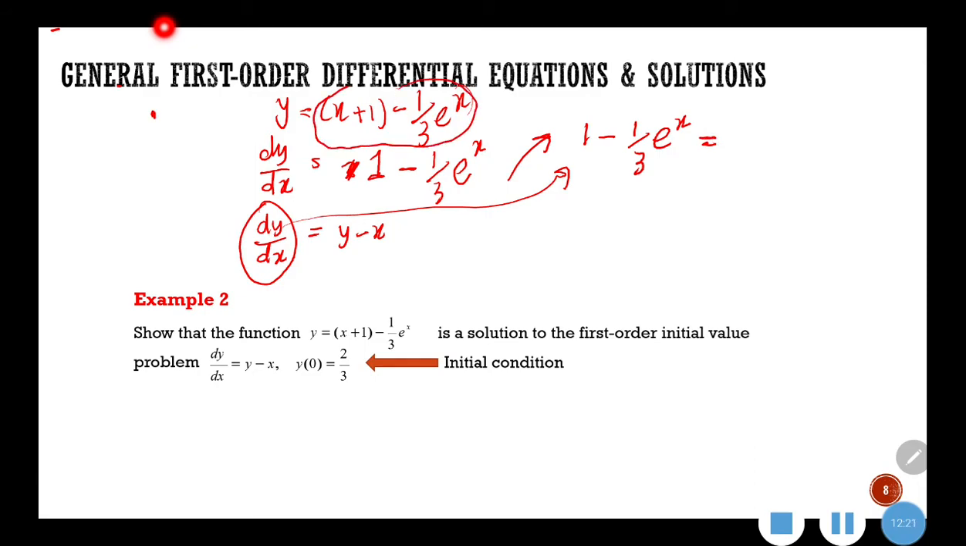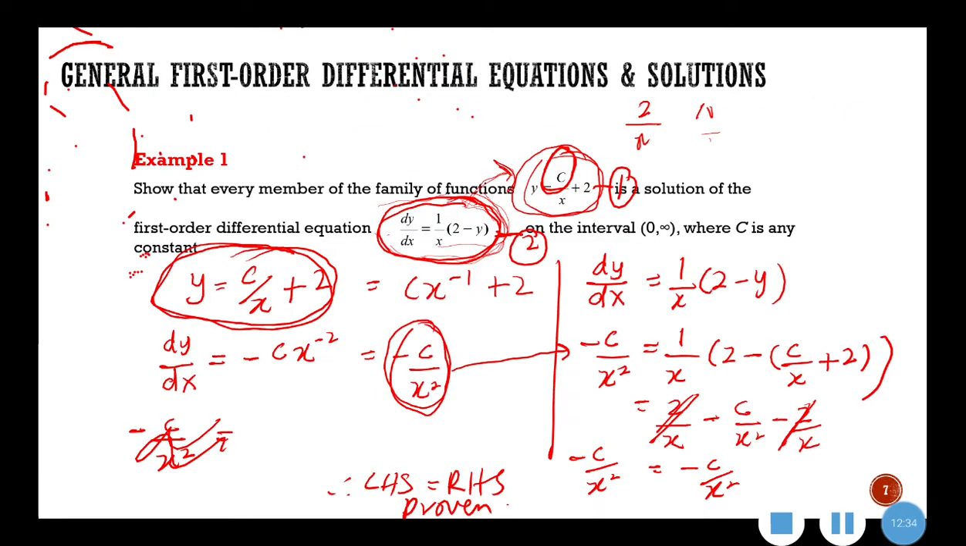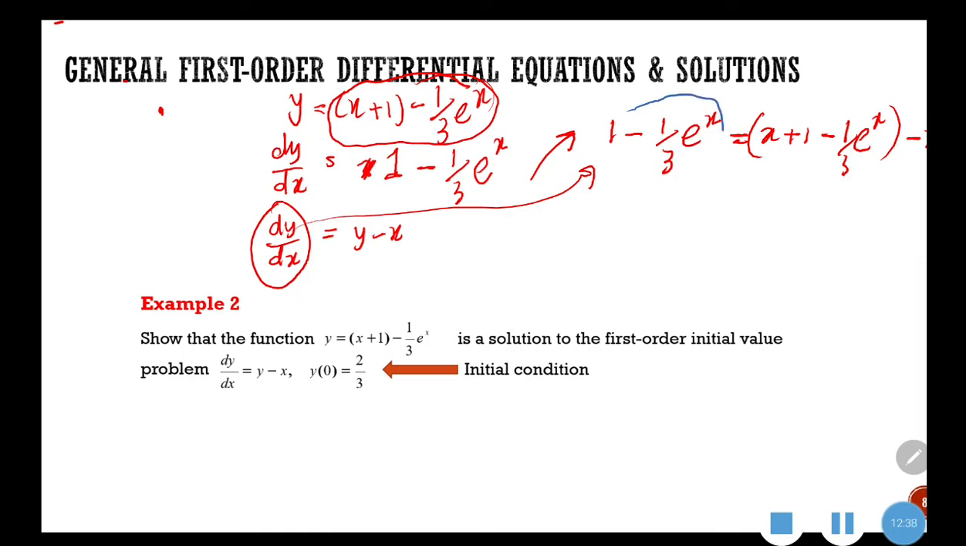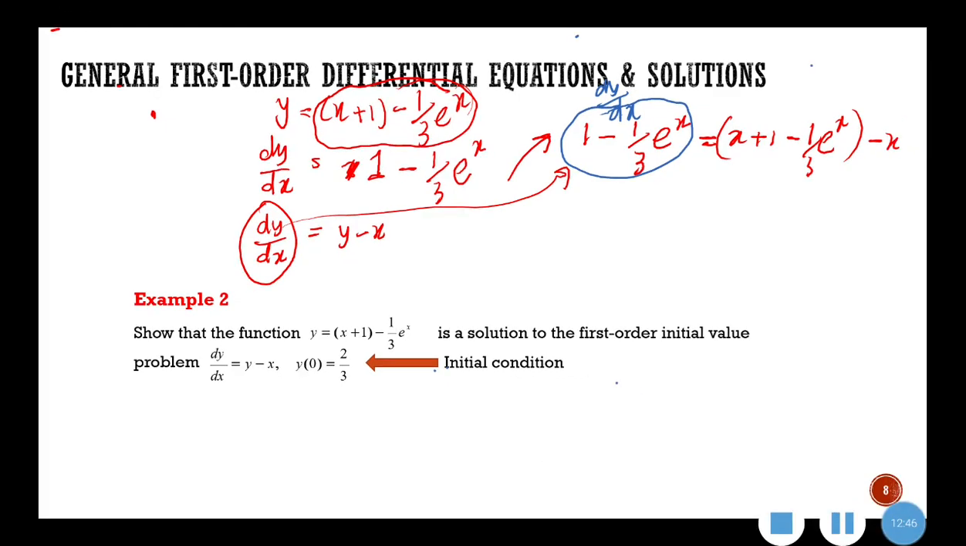from earlier is equal to x plus 1, so x plus 1 minus 1 over 3 e to the power of x, then minus x. Do you understand? Okay, this means this is our dy over dx. And this one is our y.